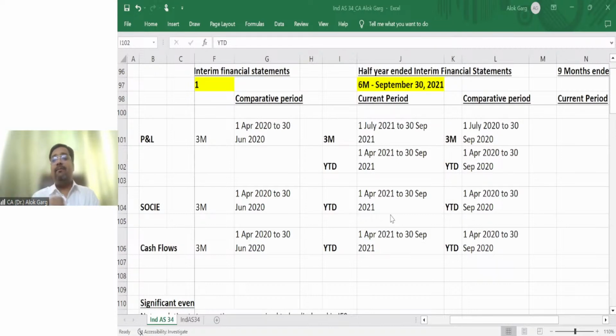Sri Ram is asking, sir, please explain once again why, for the comparative balance sheet, the earlier year same period April to June 20 is not considered. Sri Ram, please tell me what the balance sheet shows. Balance sheet shows the statement of financial position. What does P&L show? It shows financial performance. Position is always as on date. Performance is for the period, right?